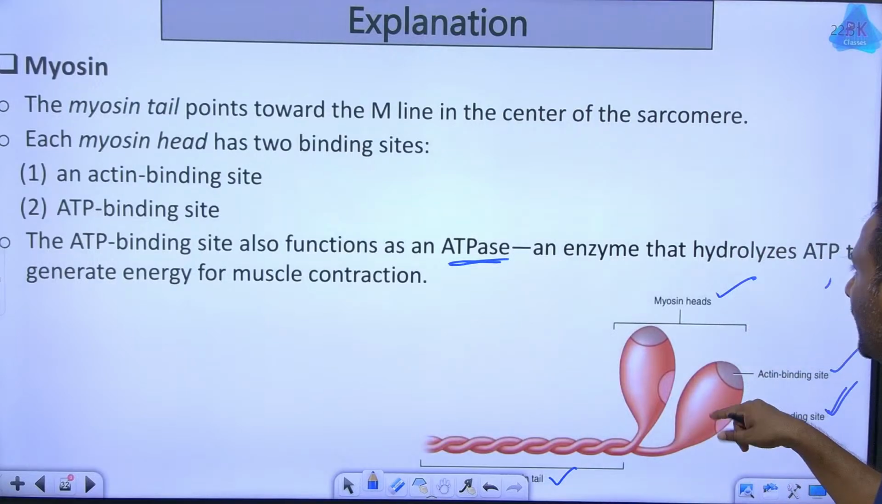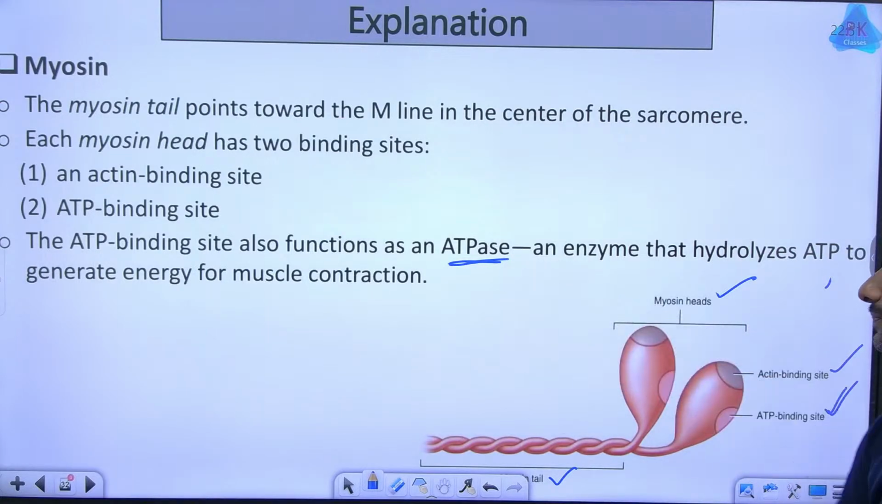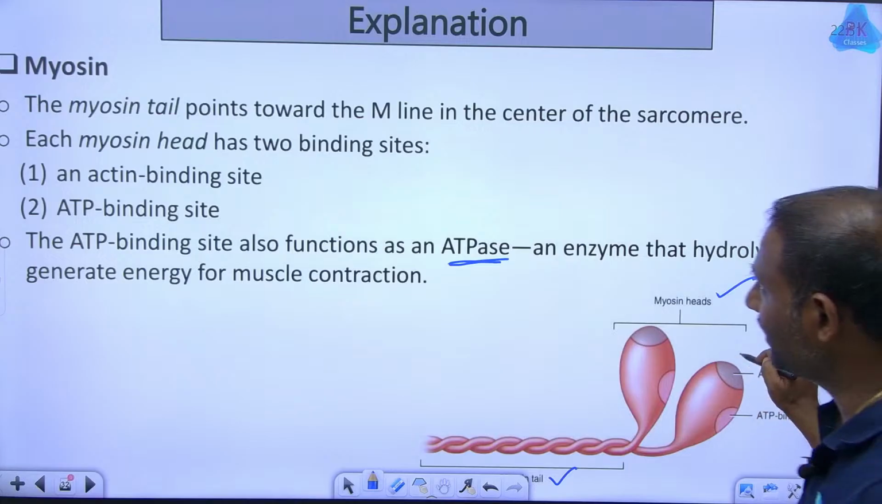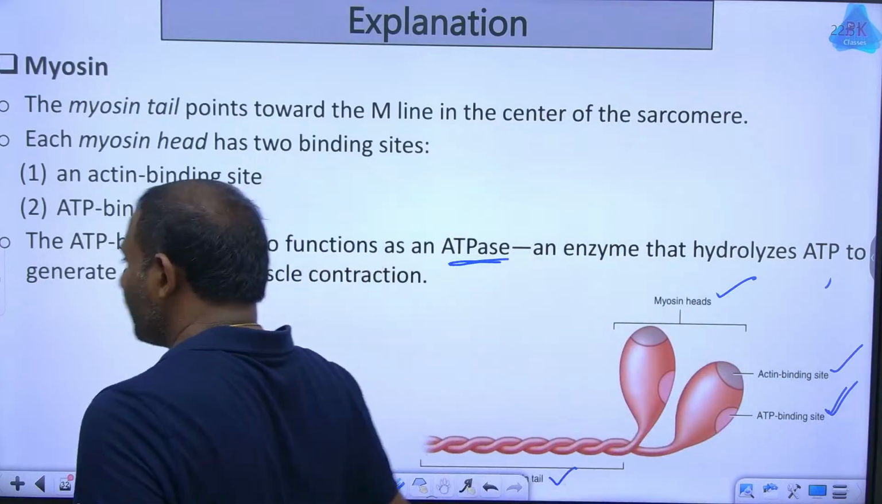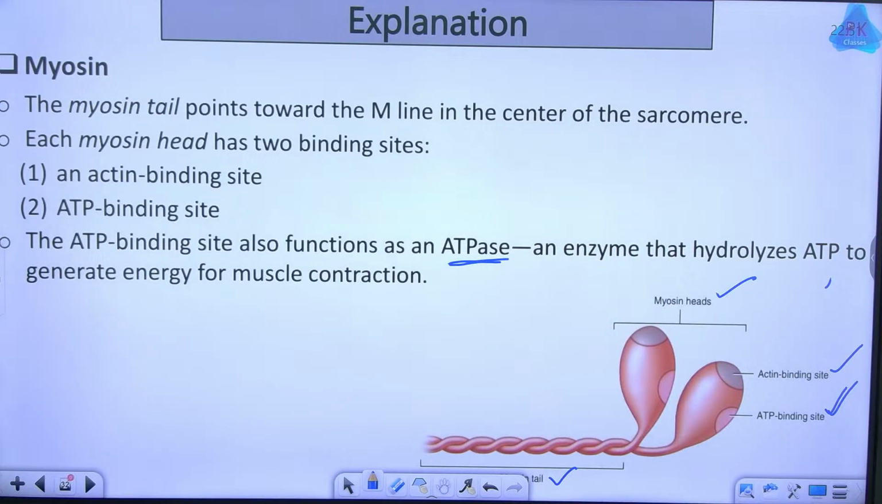That is provided by the ATPase, which is present in the myosin. So this is the structure of myosin. Clear?